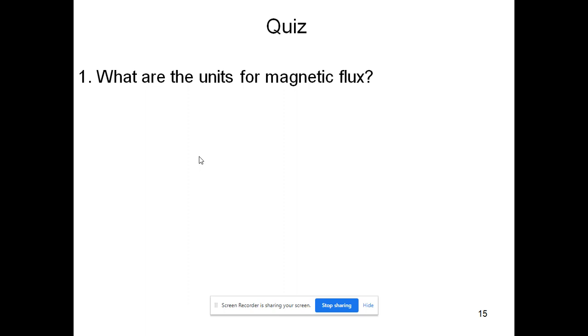The first question is, what are the units for magnetic flux? A. Volts. B. Ohms. C. Webers. And D. Poles. The unit for magnetic flux is Webers. So the option is C.